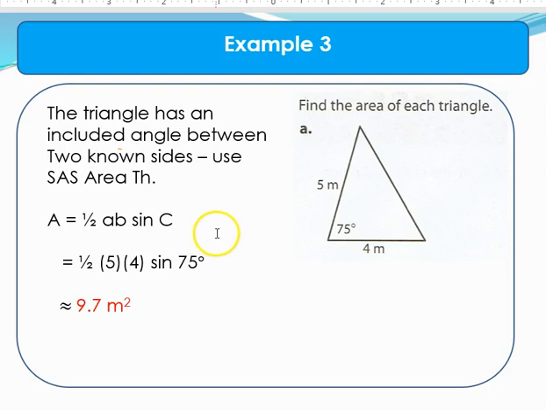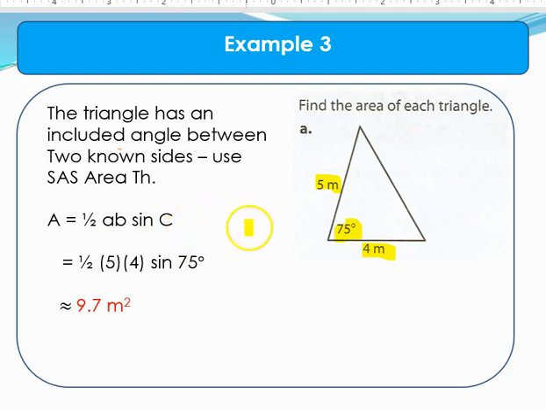Let's look at example 3. There are two triangles to solve in example 3. Let's begin with the first one. This is a triangle that has an included angle of 75 degrees, right here, between two side lengths, one of which is 5 meters, the other is 4 meters. So we go ahead and use the formula. Area equals 1/2 A times B sine angle C.